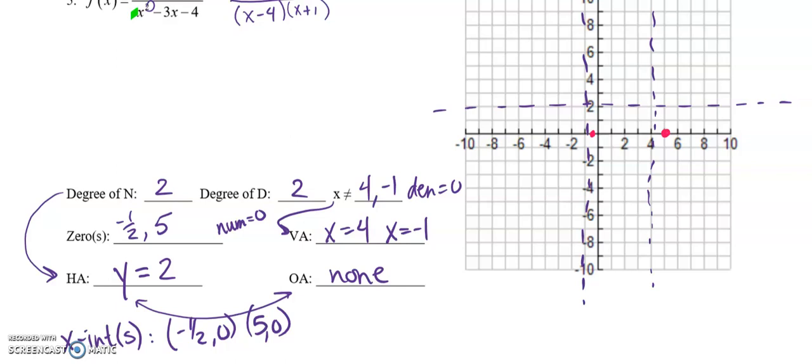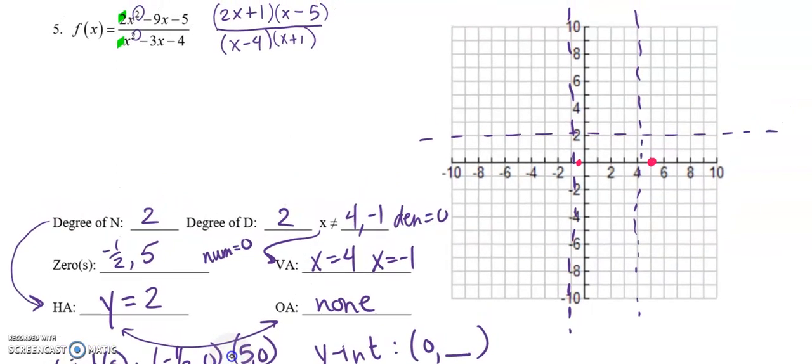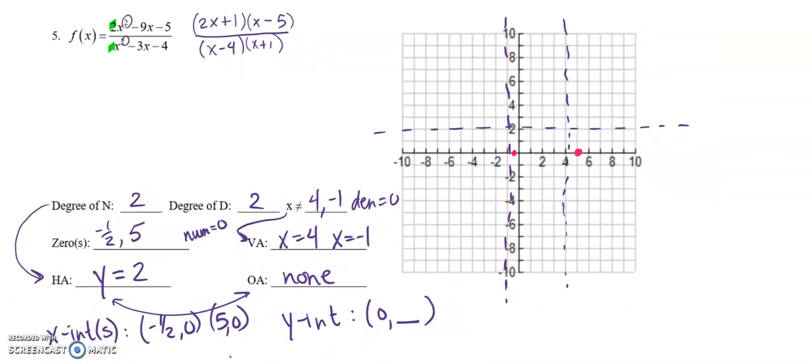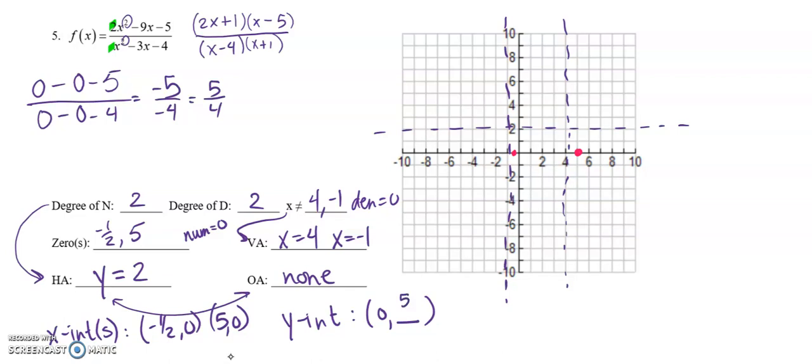And then I also want to talk about the y-intercept. Remember, that's when x is equal to 0. So if we plug in 0 for x, we'll get 0 minus 0 minus 5 over 0 minus 0 minus 4. That gives us -5 over -4, which is 5/4. So (0, 5/4). That's 1 1/4. So (0, 1 1/4), it's going to go like that.